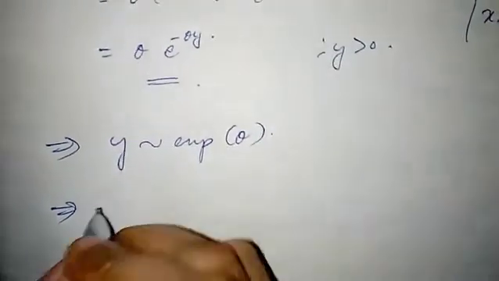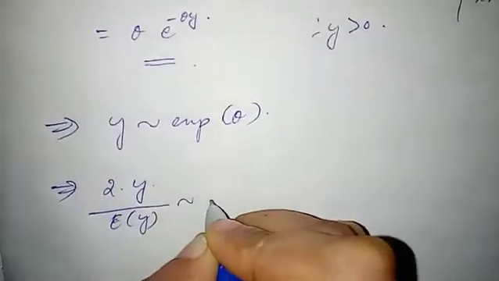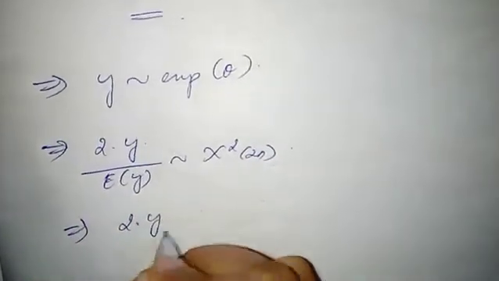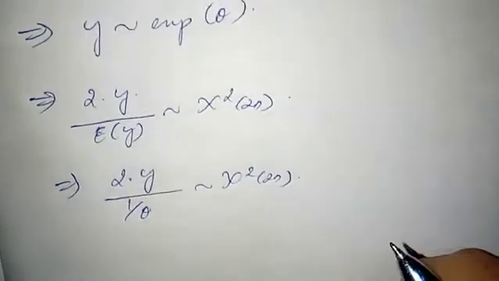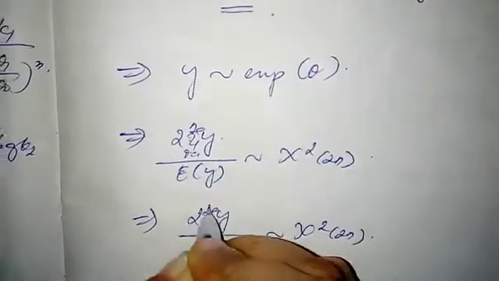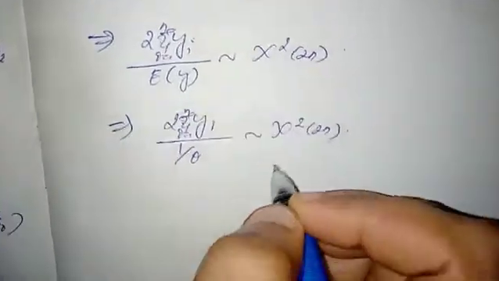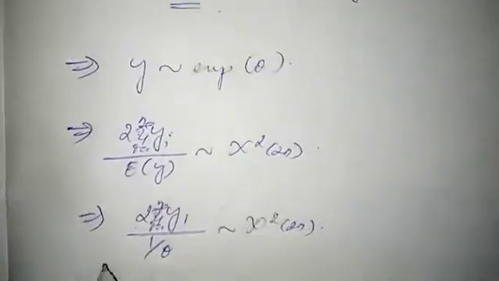Then it implies 2 into y divided by expectation of y follows chi-square with 2 degrees of freedom, right? That is 2 into y divided by 1 by theta, which follows chi-square with 2 degrees of freedom. So 2 into summation i from 1 to n, y i divided by 1 by theta follows chi-square with 2n degrees of freedom. Then using that we have to obtain the value of k.